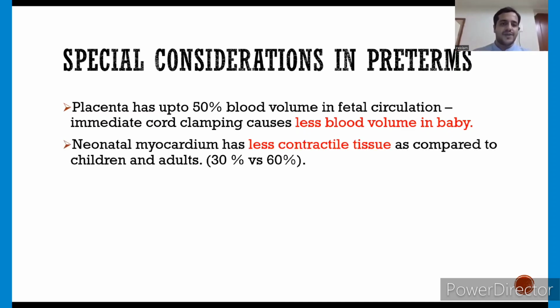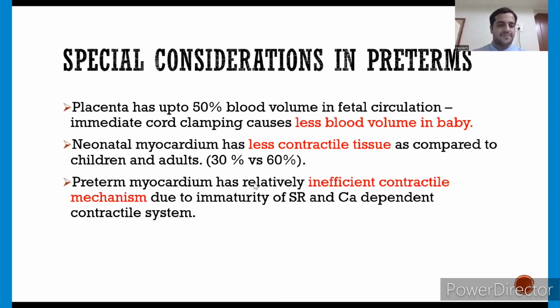Okay. Second is the neonatal myocardium has less contractile tissue as compared to the children and adults. Okay, so mind you, this is the neonatal myocardium. It includes both preterm and term. So normally the myocardium in adults has 60% contractile tissue, whereas in newborns it is 30%, and in preterm neonates it is even less than 30%. Okay, so their contractile tissue is very less.